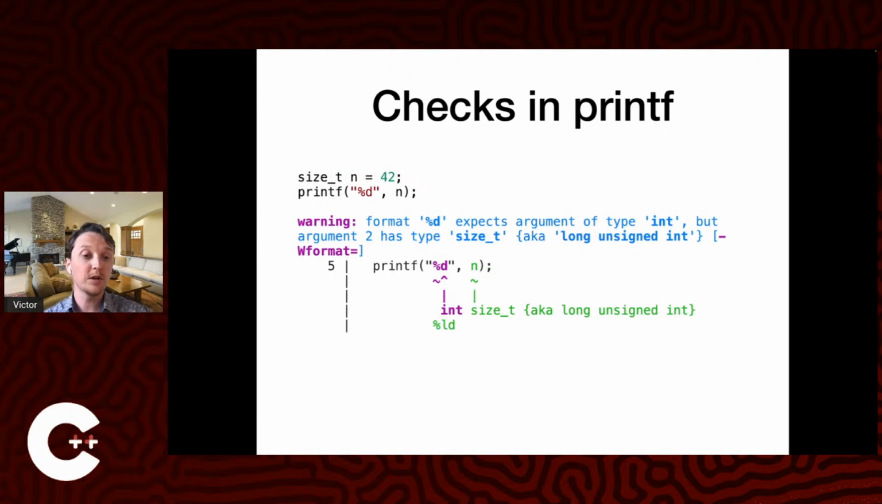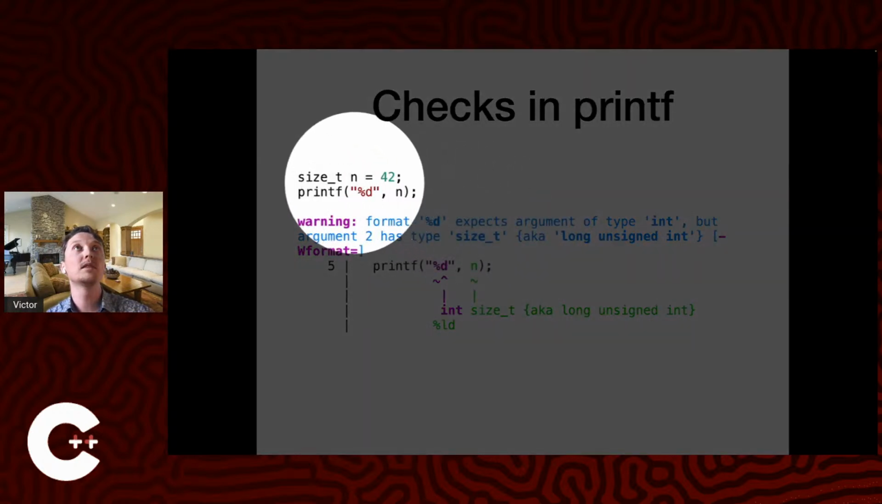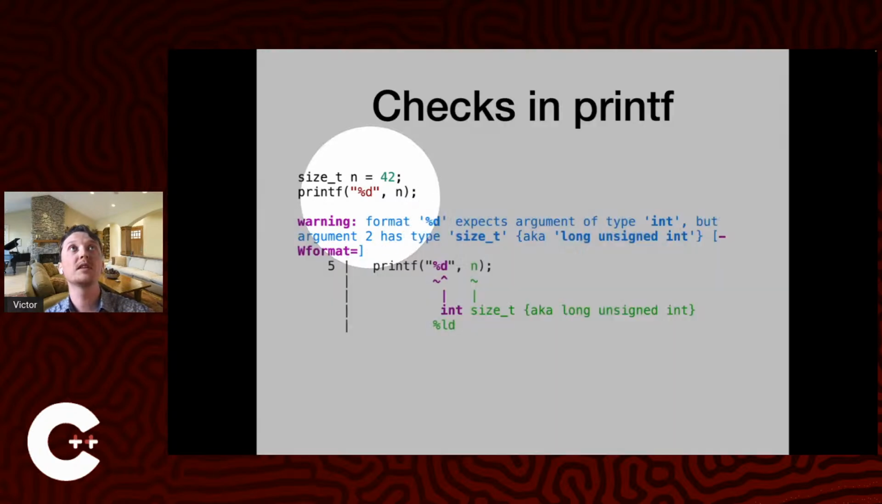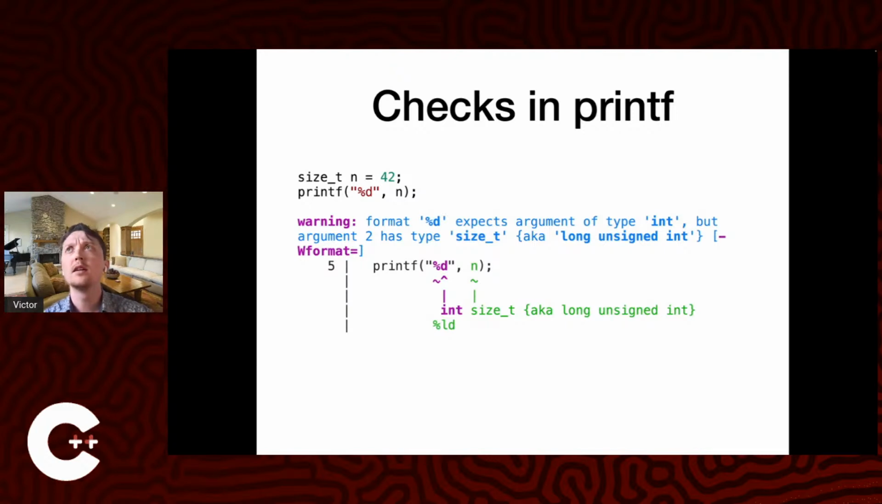However, these checks are not perfect. Consider the following example of printing size_t. It's almost the same as before, but we're passing not a string, but a number of type size_t. We try to format it as a decimal integer. And on some platforms, you'll get a warning that you should actually pass %ld. So it suggests this change here because it thinks that size_t is unsigned long.